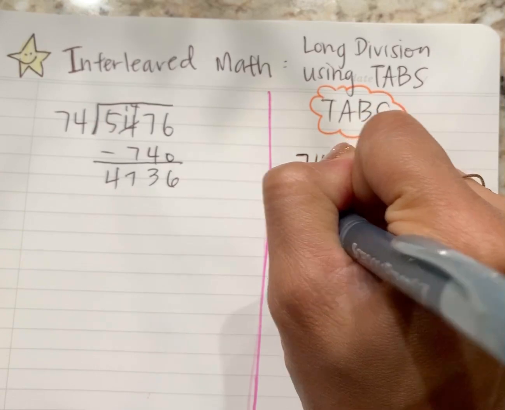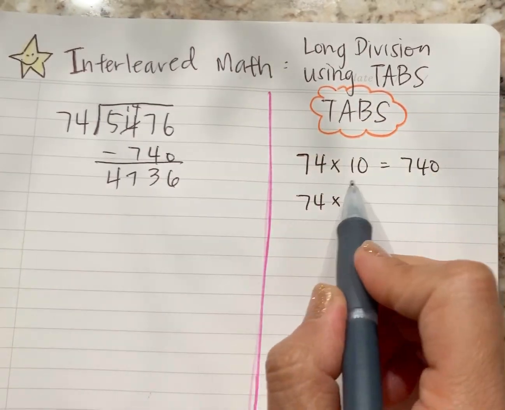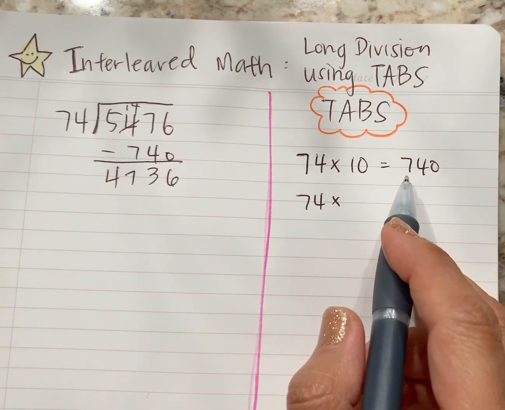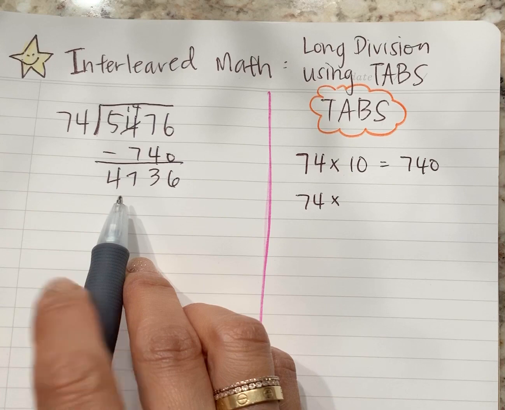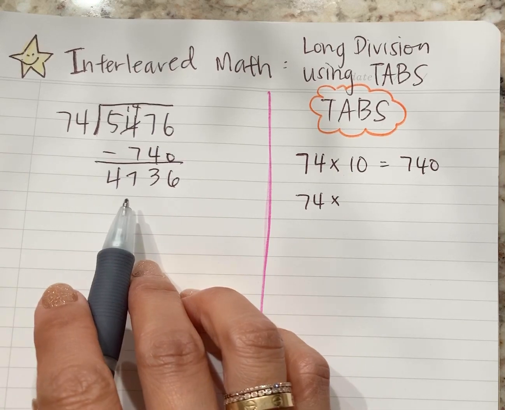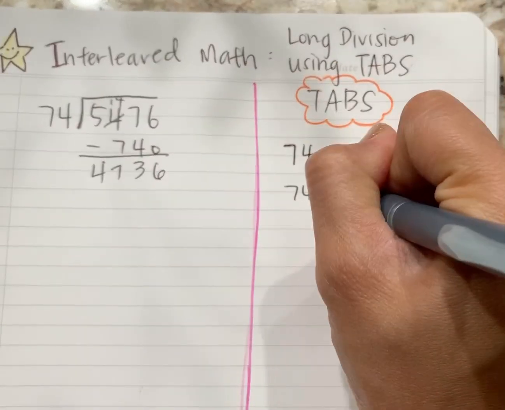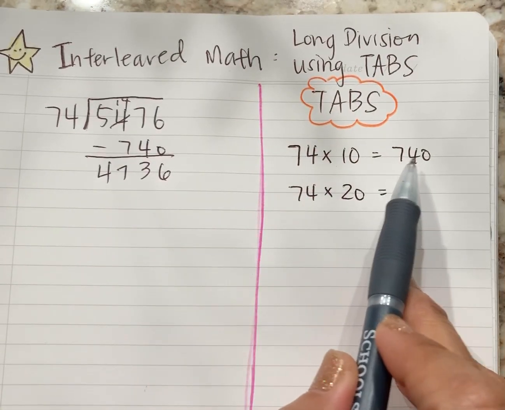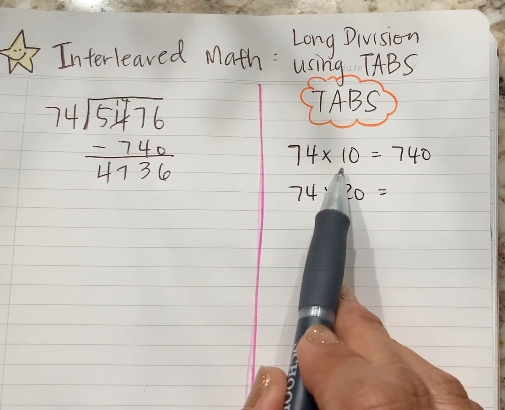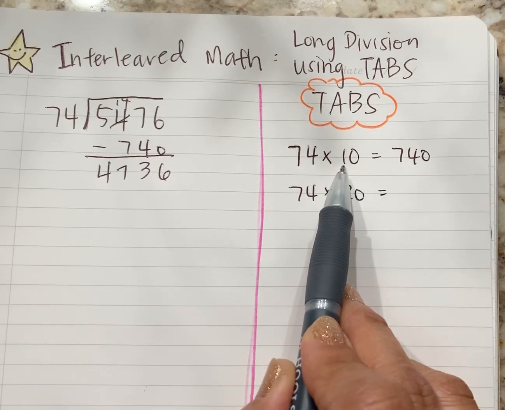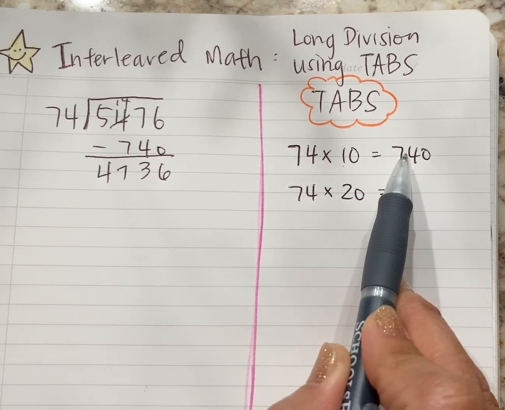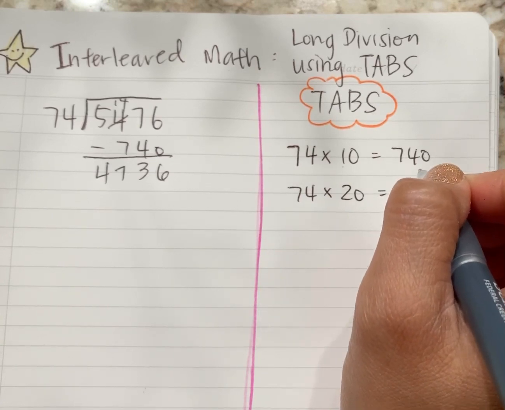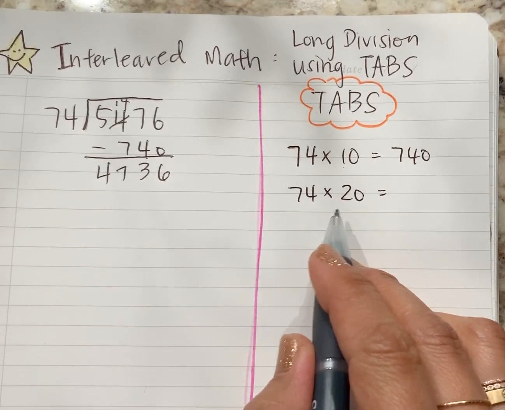So next I'm going to do 74 times, you know what? 74 times 10 was really easy. It was super friendly, but the number wasn't that big. It was 740, and my dividend is still quite large. So this time I'm going to multiply it by 20. Even though it looks difficult, all I have to do is just double the answer, because 20 is double 10. All I need to do is double 740. And doubling 740 seems a lot easier than trying to figure out what 74 times 20 is.